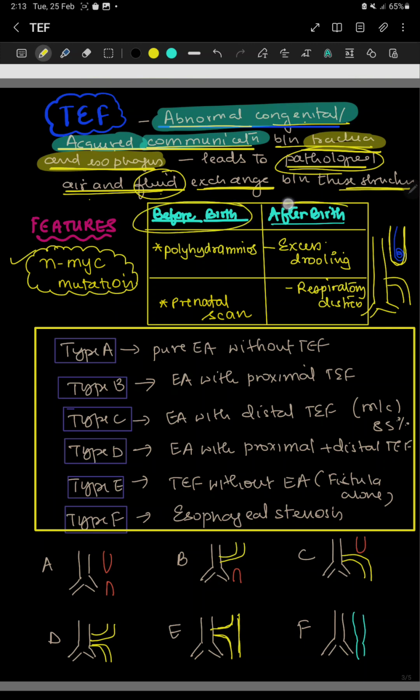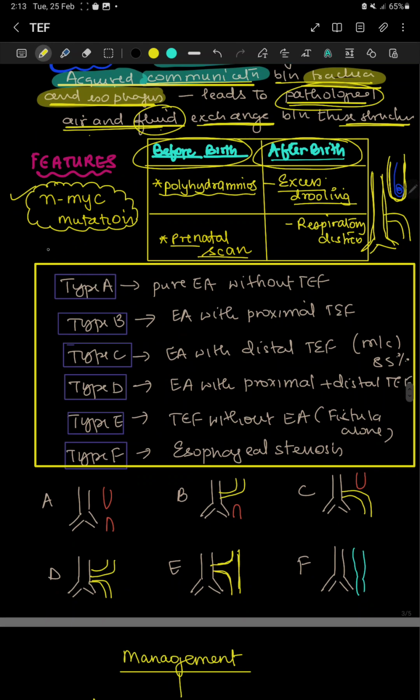So what are the things which we can see before or after birth? Before birth, it is usually associated with polyhydramnios, that is there is an increase in liquor quantity, or amniotic fluid is increased. Also you can detect the associated congenital anomalies in a prenatal scan. After birth, excessive drooling of saliva will be there because of the abnormal connection between the trachea and the esophagus, might be because of the atretic end of the esophagus. There can be excess drooling as well as respiratory distress because of the involvement of the trachea.